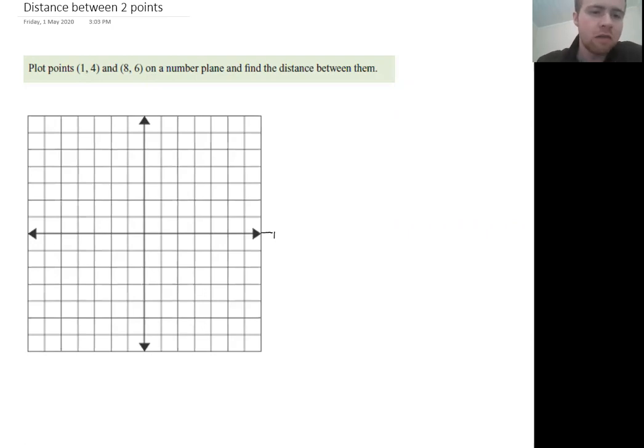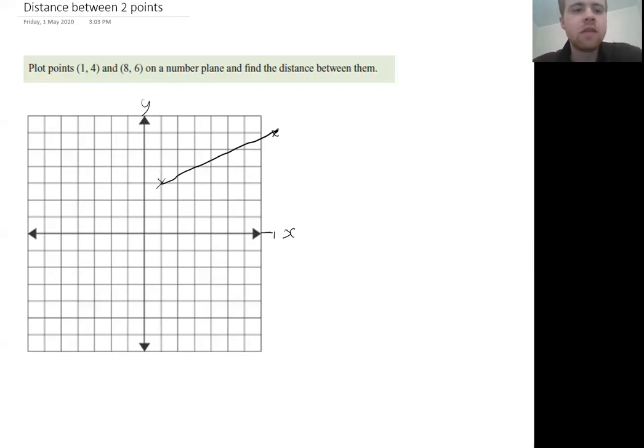Plot points (1, 4) and (8, 6) on a number plane. So 1, we go across 1 on our x-axis, and then up 4 on our y-axis, which is going to be here. And then (8, 6). So we go across 8 on our x-axis and then up 6, which is going to be here. Okay, and we want to find the distance between these points. So if we're assuming each of these gaps on the number plane is 1, how far is that distance between there and there?